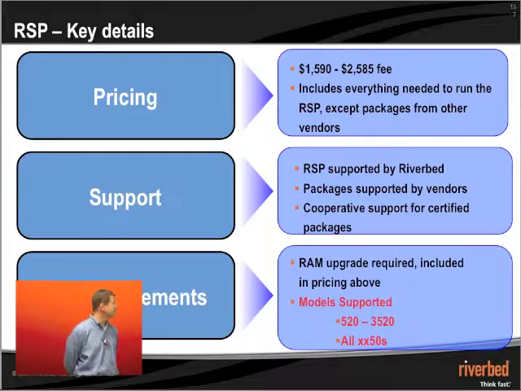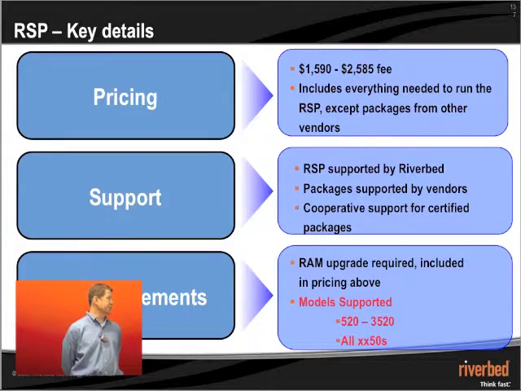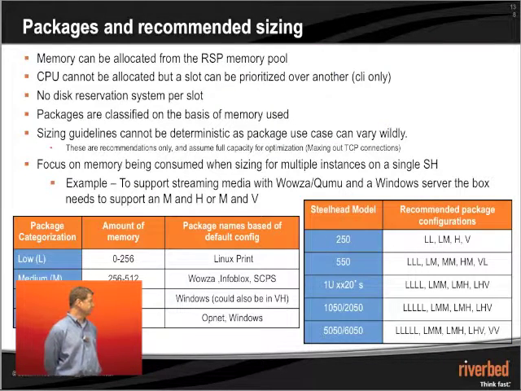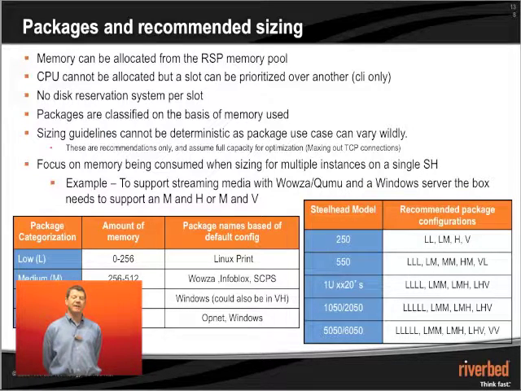Listed here are some of the PFS or the RSP packages that are available, and others are coming soon. RSP is priced between $1,600 and $2,600, depending on the hardware, and is available on all XX50 models as well as a subset of the older 20 series models. When we size the RSP, we need to consider the amount of memory that is used by the application that is virtualized and running in VMware. There is a limit of 2 gigabits of RAM on most devices, and the 1050 will allow you to configure up to 4 gigabits of RAM.